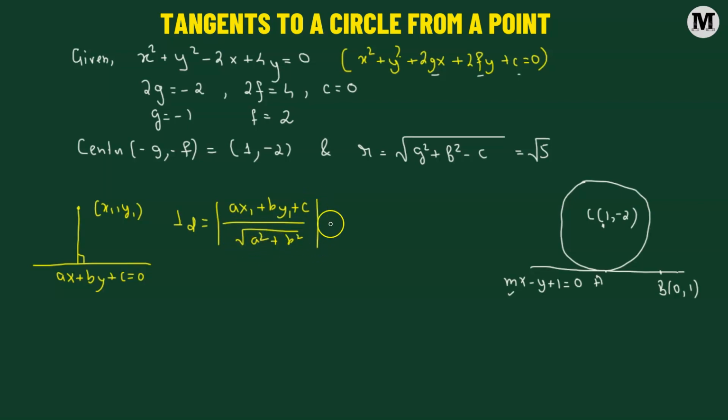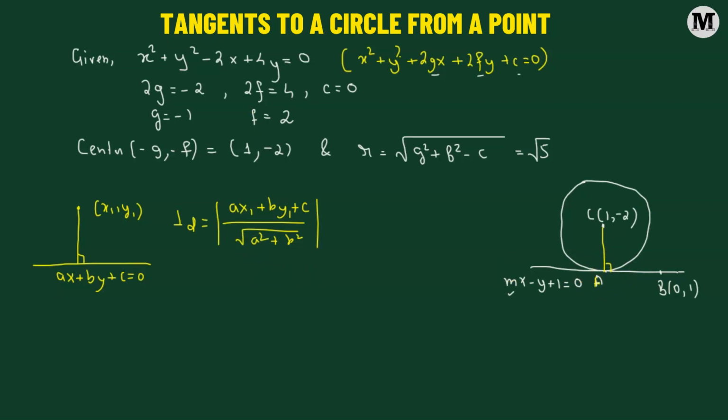So we're going to use the same formula here. We're going to drop a perpendicular from C to point A, because we know that any straight line joining the center and the point of tangency A is always going to be perpendicular to the tangent line.